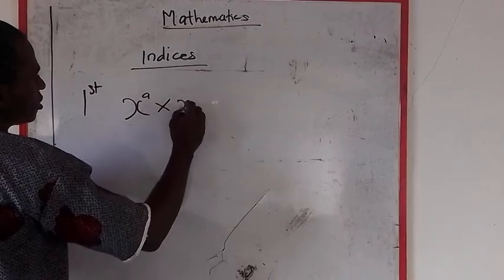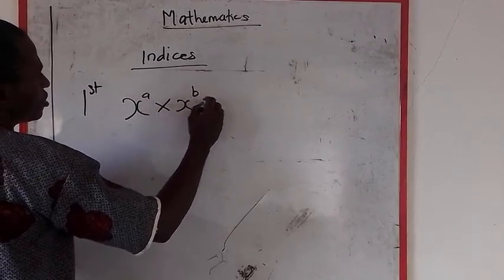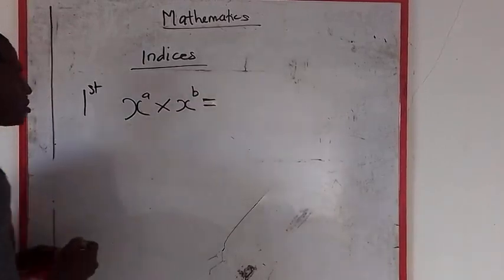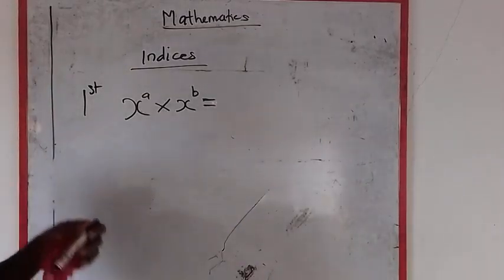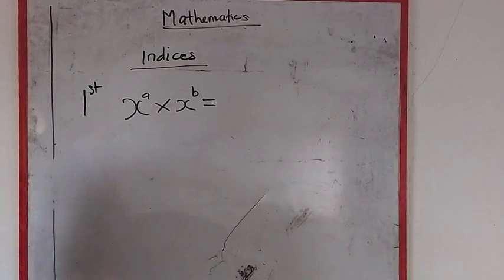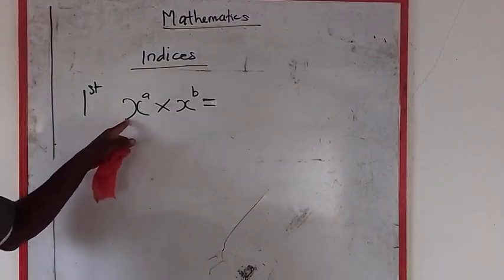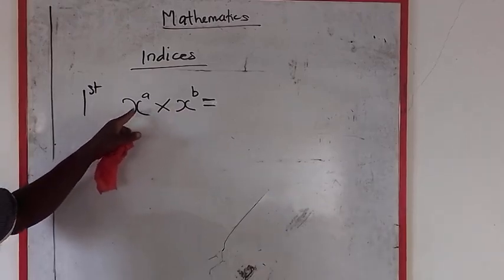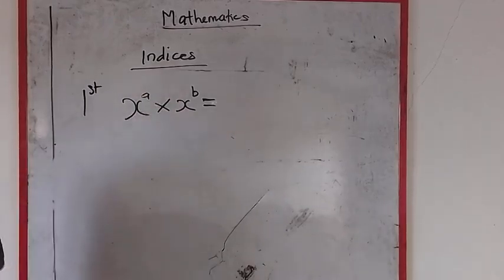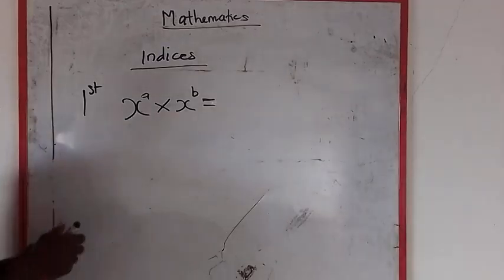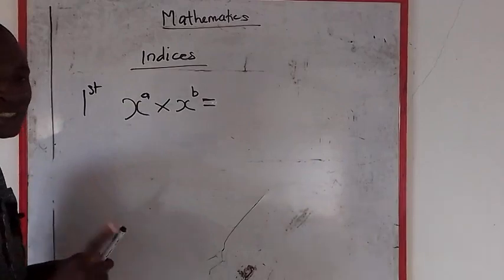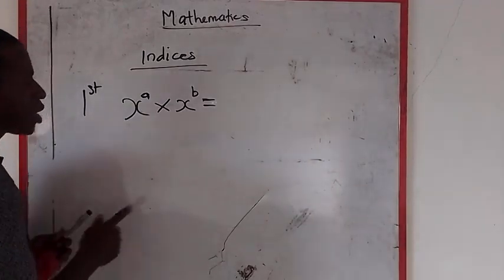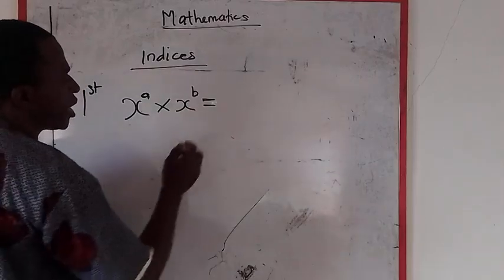x^a times x^b. So what this law simply tells us is, when we multiply similar bases, we add their powers. Multiplication of similar bases. Don't forget, if it is x^2 y^3, we don't add their powers. I'm going to give you an example to show what I'm talking about. Whenever we multiply similar bases, we take just one of that base and add their powers.